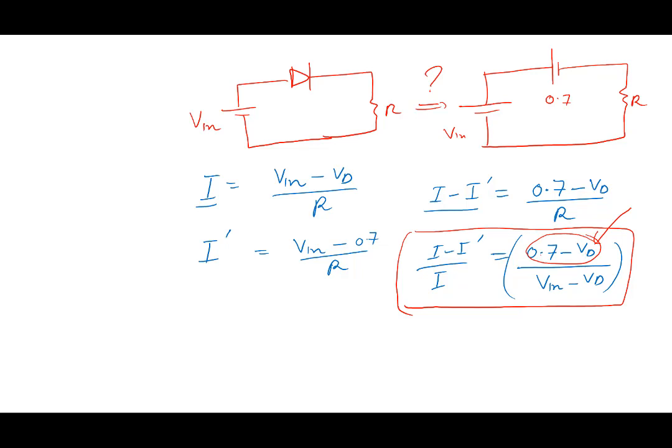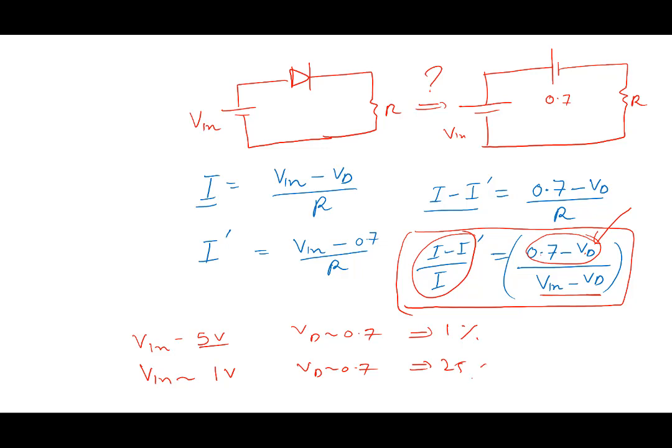But that error in diode voltage causes an error in current. It will always cause an error in current, but that error depends on this factor here, V in minus Vd. If V in is sufficiently larger than Vd, remember in one case we had V in equal to 5 volt, and let's say Vd is around 0.7, the error was 1%. But when V in is 1 volt and Vd is 0.7, the error climbed to 25%.